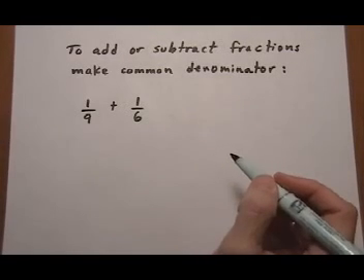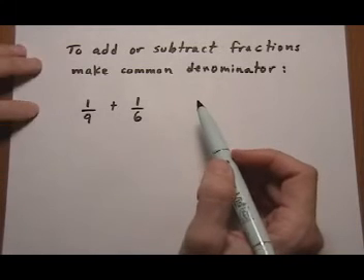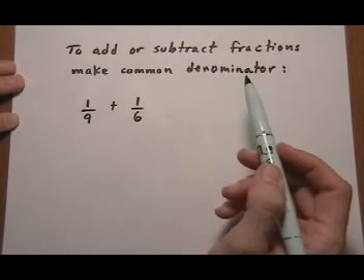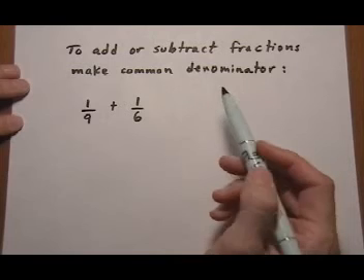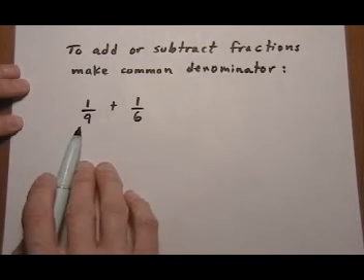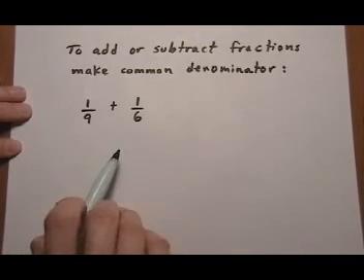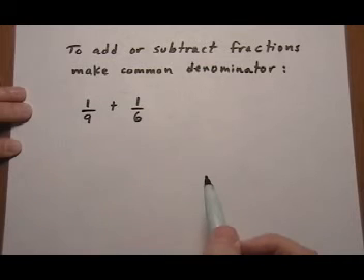Section 7.3, Introduction. Pretty soon we're going to be adding and subtracting rational expressions, which means fractions that have variables in them. And we're going to use the same rules that you do if you have just numbers. For example, if we were going to add 1/9 and 1/6, we would first find common denominators.